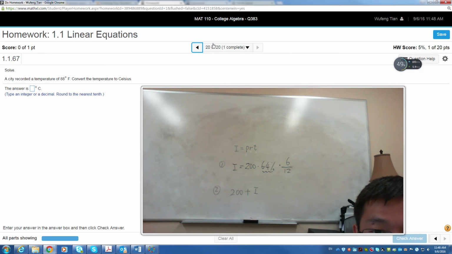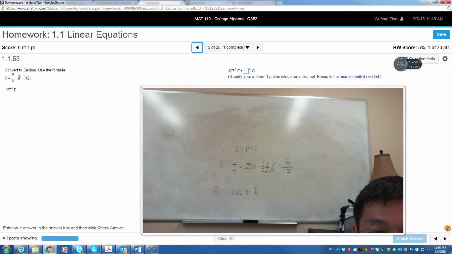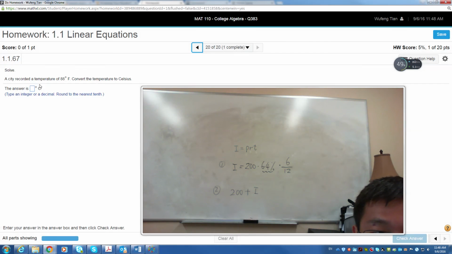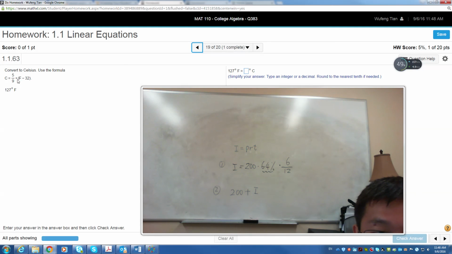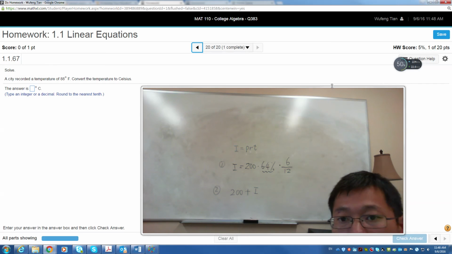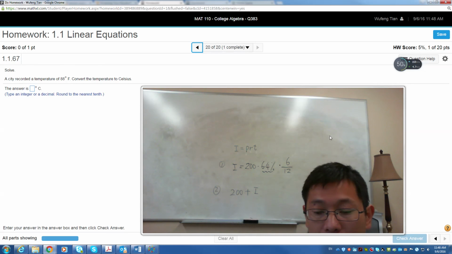Last one, you can use the previous formula. It says 88 degrees F, the answer as well. You just need to plug 88 into the formula here, replace F by 88, then that's going to be the answer for this one. Okay, so that's all the homework for section 1.1.